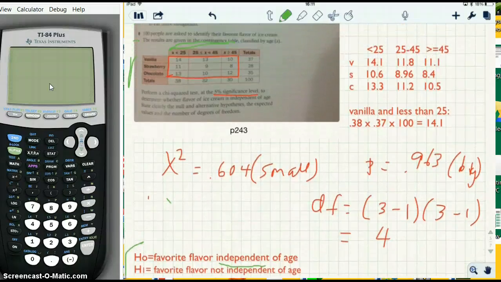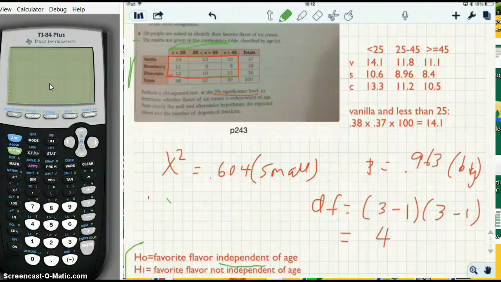Okay, so now we need to figure out the degrees of freedom. And the degrees of freedom, you remember, are 1 less than the number of rows times 1 less than the number of columns, so 3 minus 1 times 3 minus 1, gives you 4.